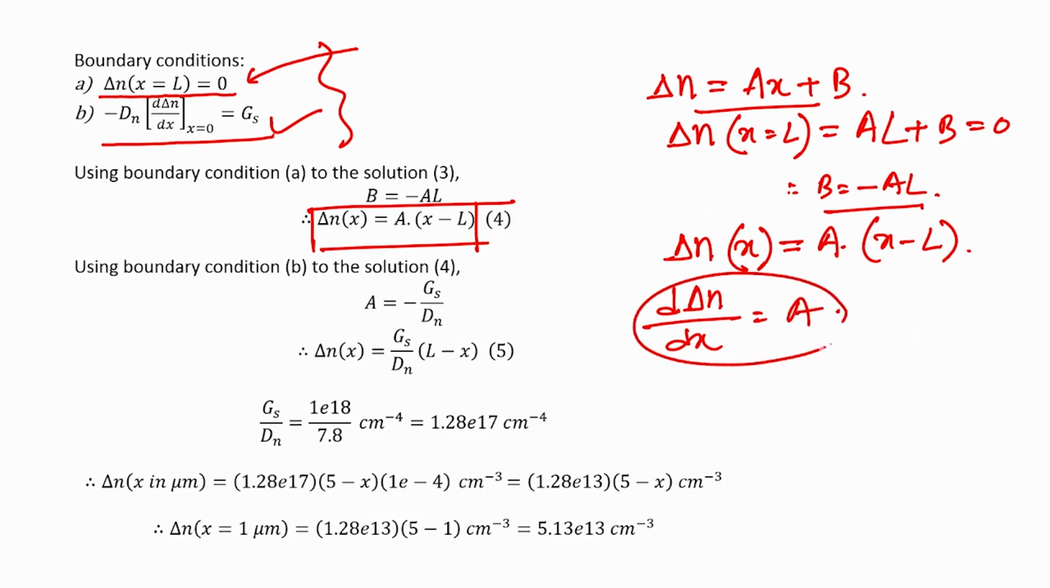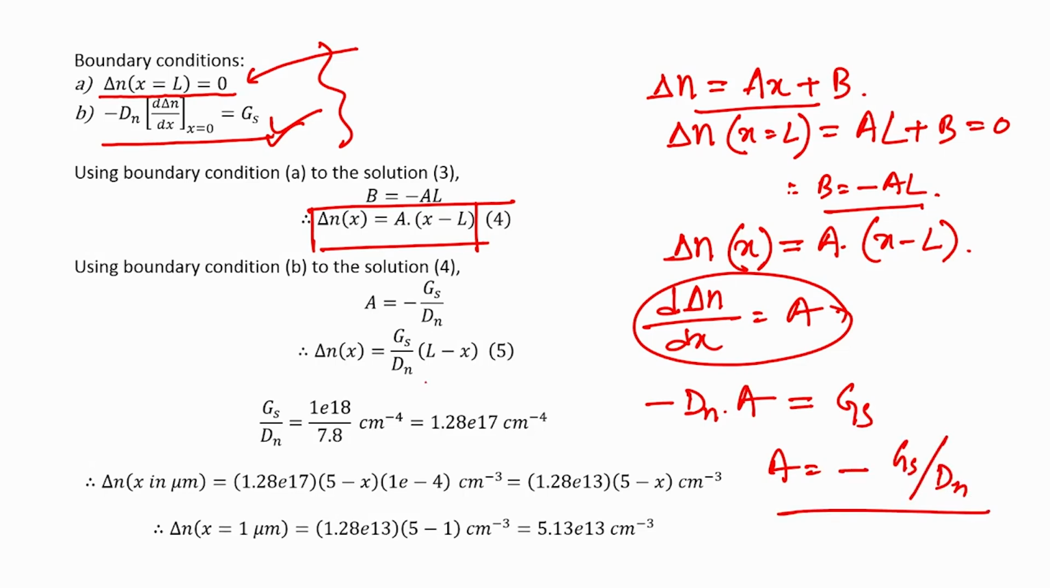Let us plug this into the second boundary condition, minus Dn times this derivative. Now, this is a constant, so it does not matter whether we are taking it at x equal to 0 or at some other x value. So, you can just plug in directly this number, that is equal to Gs. This will give you the value of A, that is equal to minus Gs by Dn. So now the excess electron concentration will come as del n(x) equal to Gs by Dn into (L minus x).